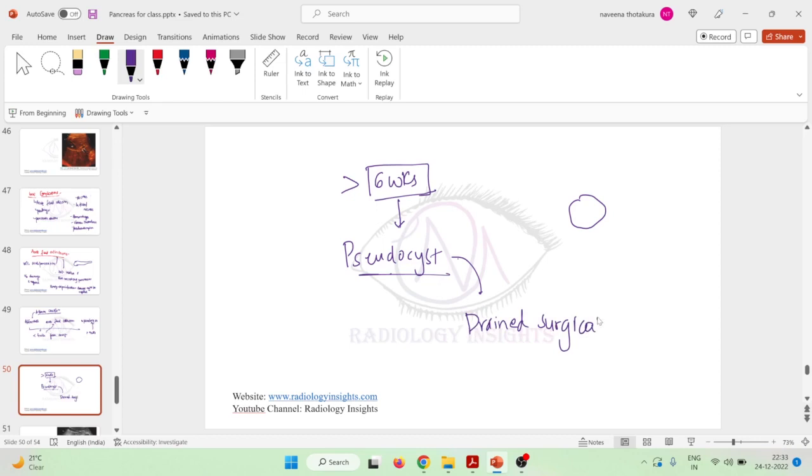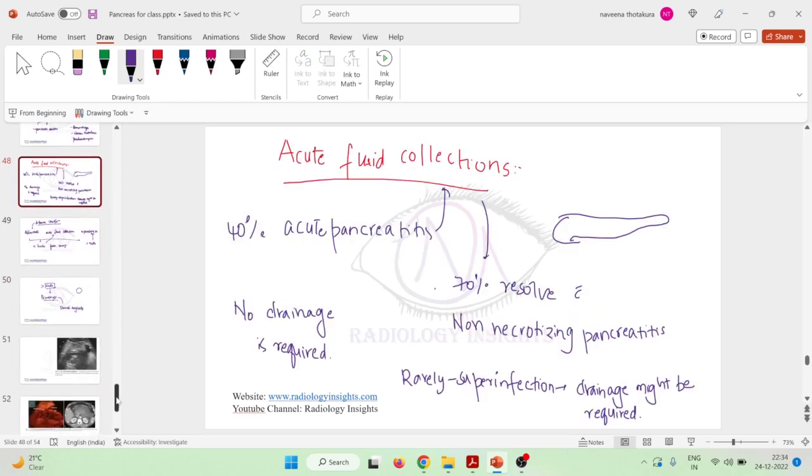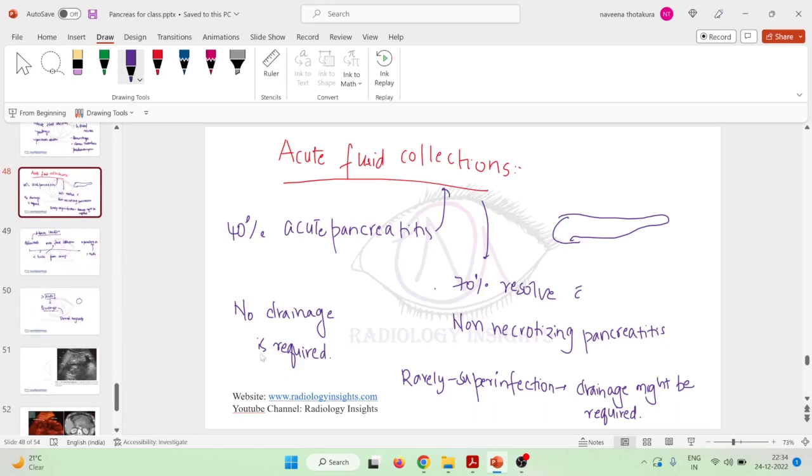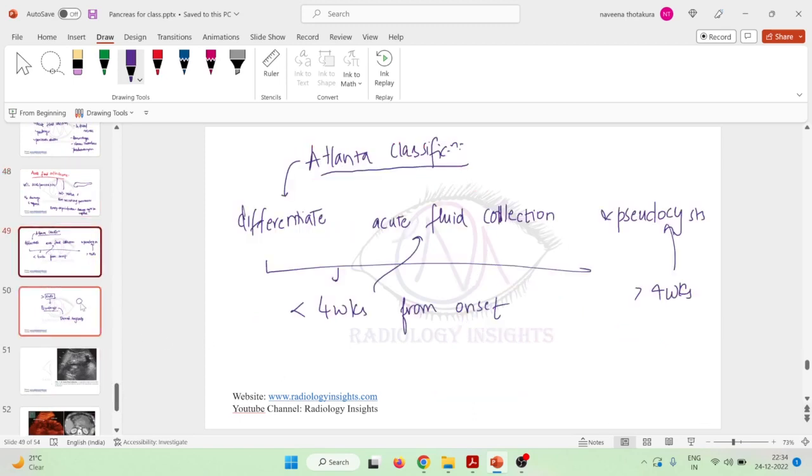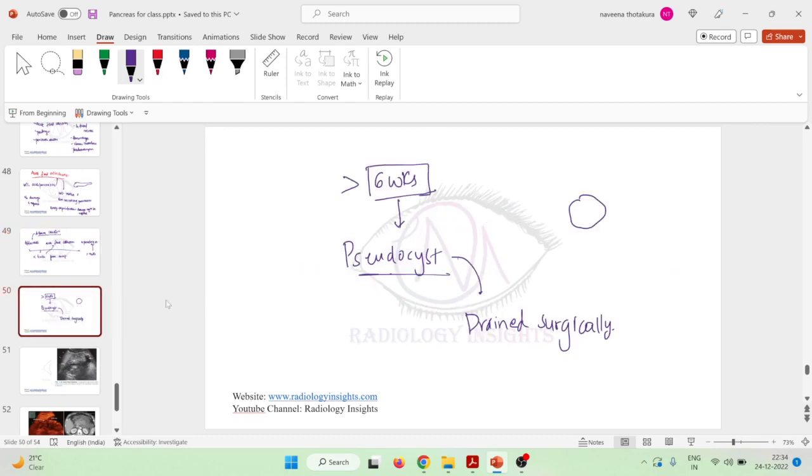So if you see, we have acute fluid collections. Most of them will resolve, but in some conditions drainage may be required. The Atlanta classification says 4 weeks. If it is less than 4 weeks, then we can call it acute fluid collection. If the fluid collection is seen after 4 weeks, then we can call it pseudocyst. But others have given the definition to be more than 6 weeks.